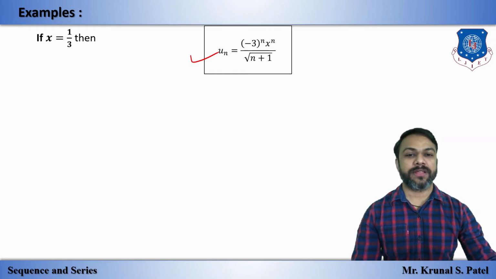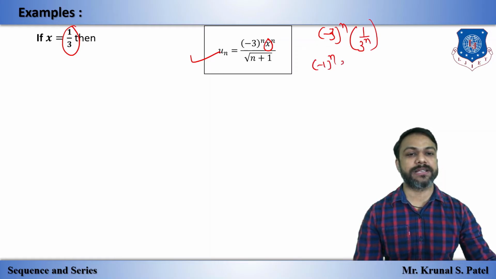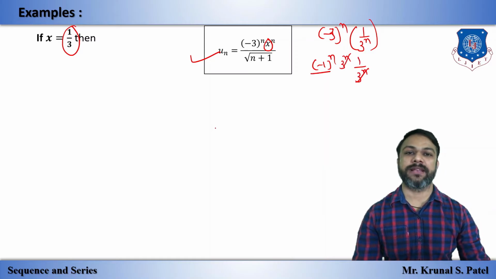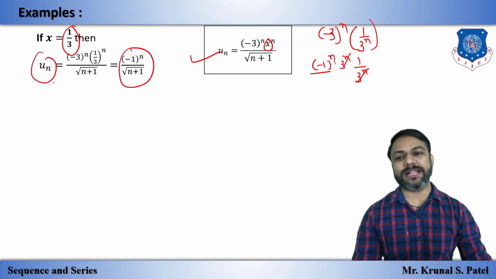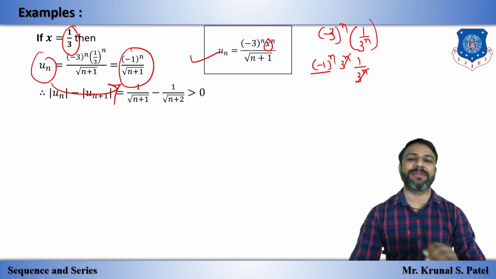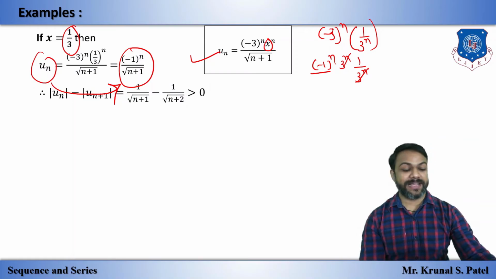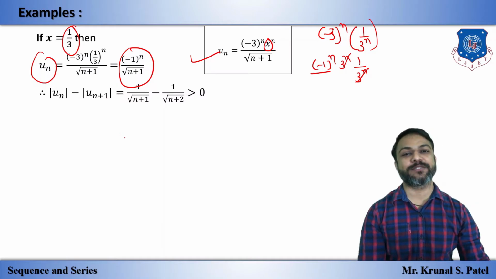This is our un which is given already. If we put 1 by 3 here, now this time minus 3 raised to n, and here 1 by 3 raised to n, so minus 1 raised to n as it is, 3 raised to n and 1 by 3 raised to n cancel out, so we have minus 1 raised to n. Okay, so un is minus 1 raised to n by this, and you can say that this is our alternating series. So we will apply the Leibniz test, and in the Leibniz test we have to check that each term is numerically less than its preceding term.